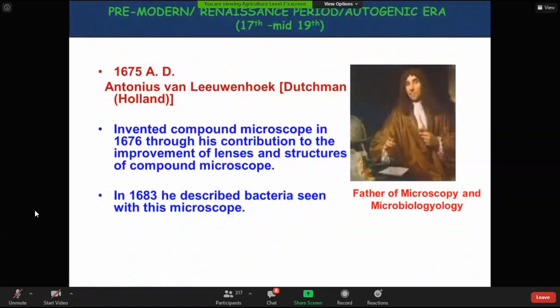Then after that, you see, just after how many years? 5 years. Just after 5 years, Antonius van Leeuwenhoek, a Holland man, we call Dutchman. What he did? What's his contribution? Leeuwenhoek invented compound microscope in 1676 through his contribution to the improvement of lenses and structures of compound microscope. That basically invented by Hooke.